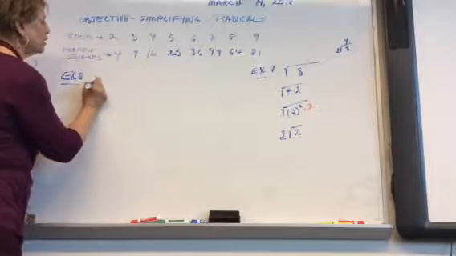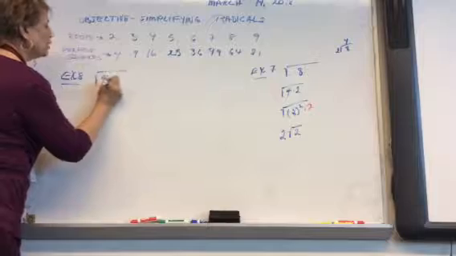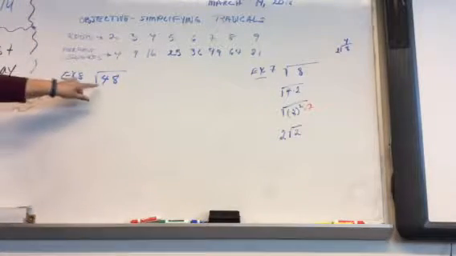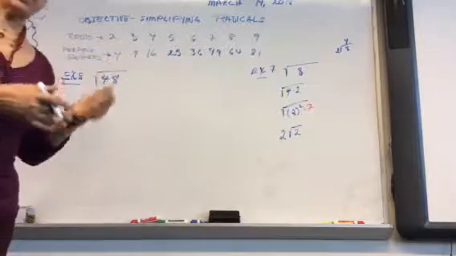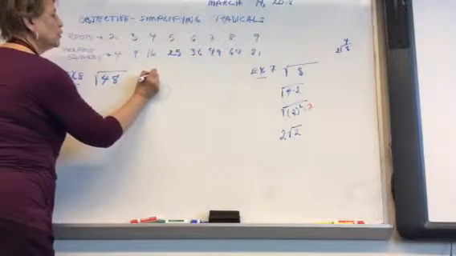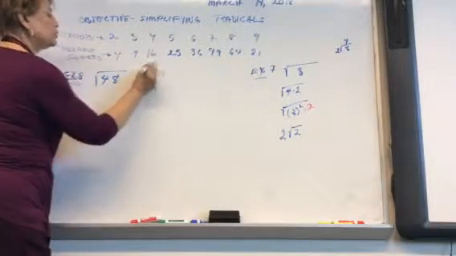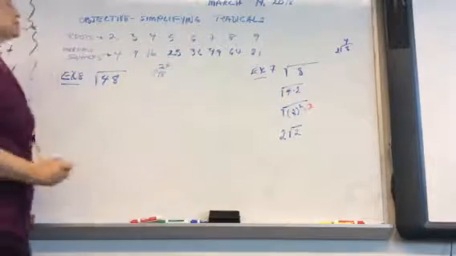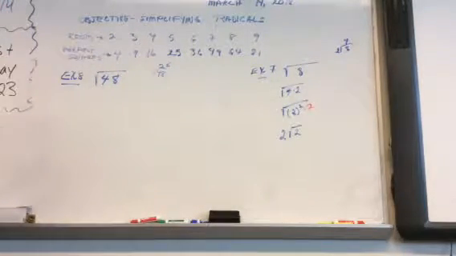Let's do the square root of 48. All right, let's see if there's a factor of 48 that is a perfect square. Let's start by dividing by 2. Start with the lowest number. And 2 goes into 48 24 times. And 24 is not a perfect square.